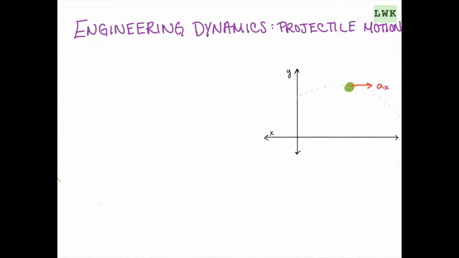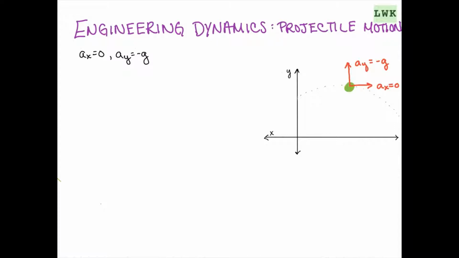So we can say ax equals 0, and ay is going to be equal to negative g. So ax equals 0 and ay equals negative g. Since our y-axis shows positive going up and our gravity is pulling down, we're going to write that as a negative number. So how do we find the velocity and the position of the object now that we have an idea of the acceleration?